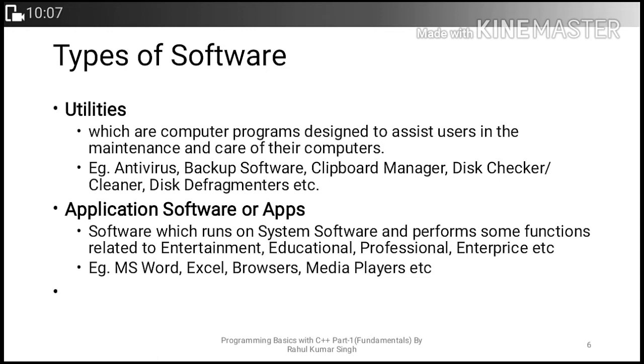Like MS Word, we use it to create our documents. And we use Excel for creating spreadsheets, where we can enter data. We use browsers like Google Chrome and Mozilla Firefox. These are all application software. Media players like VLC, MX Player, and KM Player on our smartphones, and many other players and software, are also application software, which run on system software like an operating system to perform some functions.